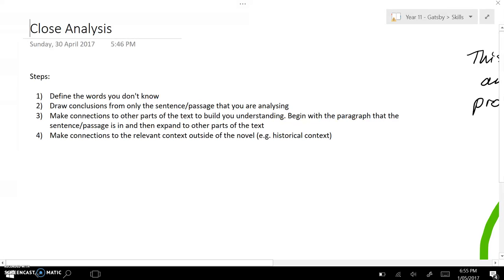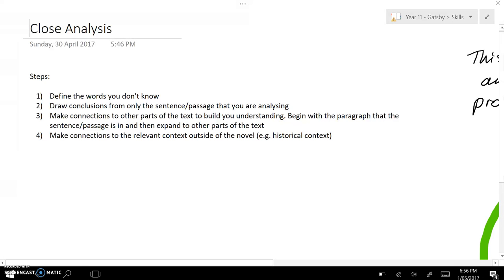And the fourth step, which is the one where you need to go beyond the text, is making connections to the relevant context outside of the novel. So for example, the historical context. That's a really important aspect to consider because the VCE study design requires you to make connections to what was going on at the time. What views or values is the author trying to convey about the time that they were living in? Or the kinds of issues that were arising around that time.